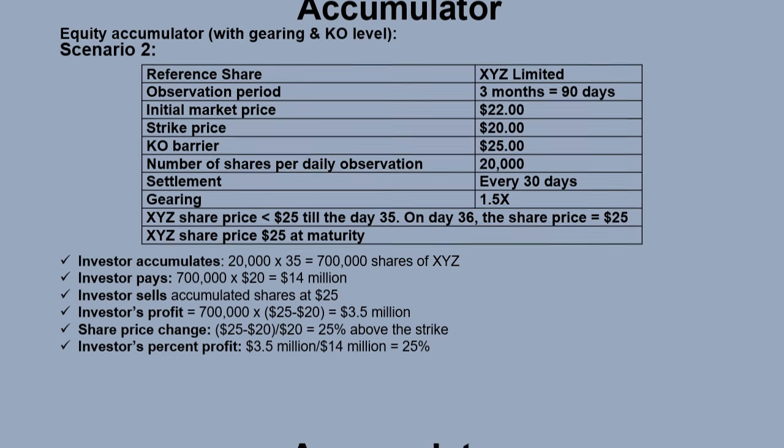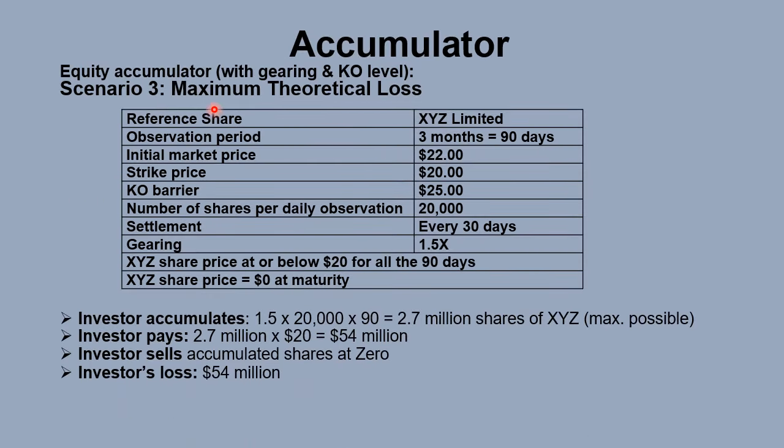Let's look at scenario 3, which describes the maximum theoretical loss of this accumulator. Let's say the XYZ share price closed at or below $20, that is below the strike price, for all the 90 days. That means the gearing will be in play for all the 90 days. And the share price at maturity, let's presume that it is 0, which is practically not possible, but let's take this theoretical scenario to calculate the maximum theoretical loss.